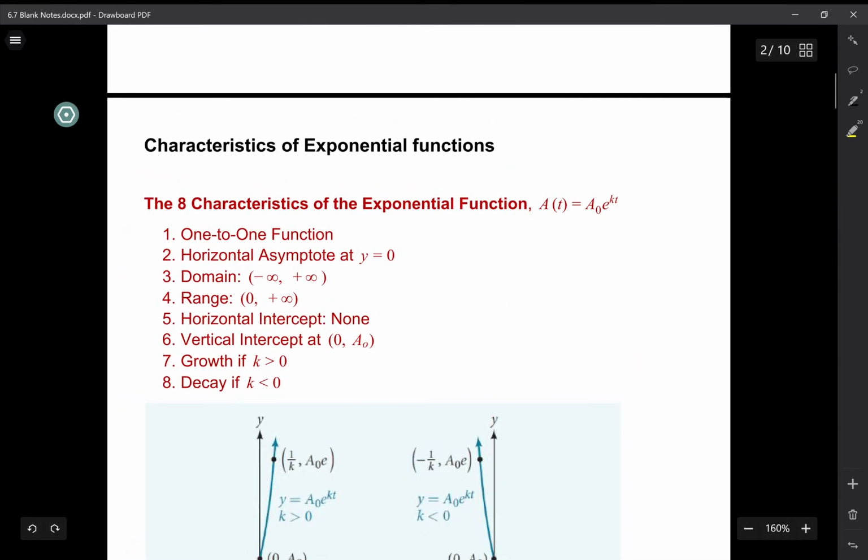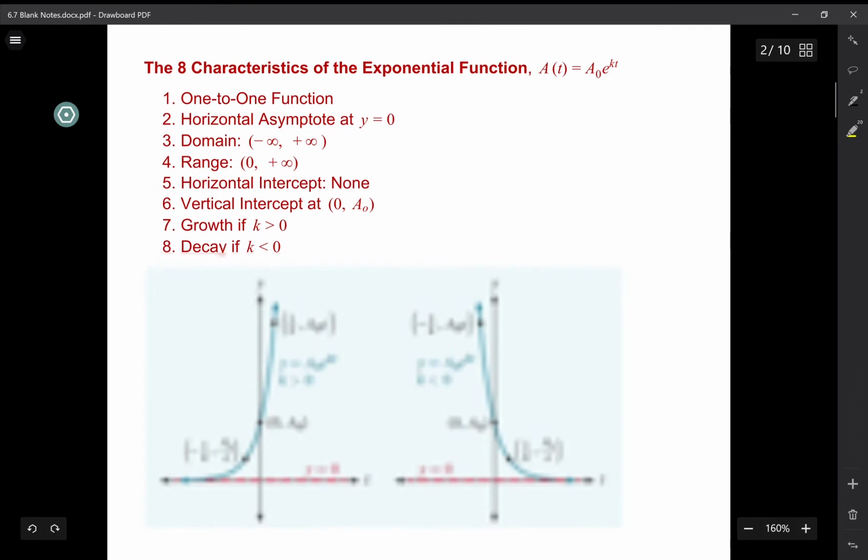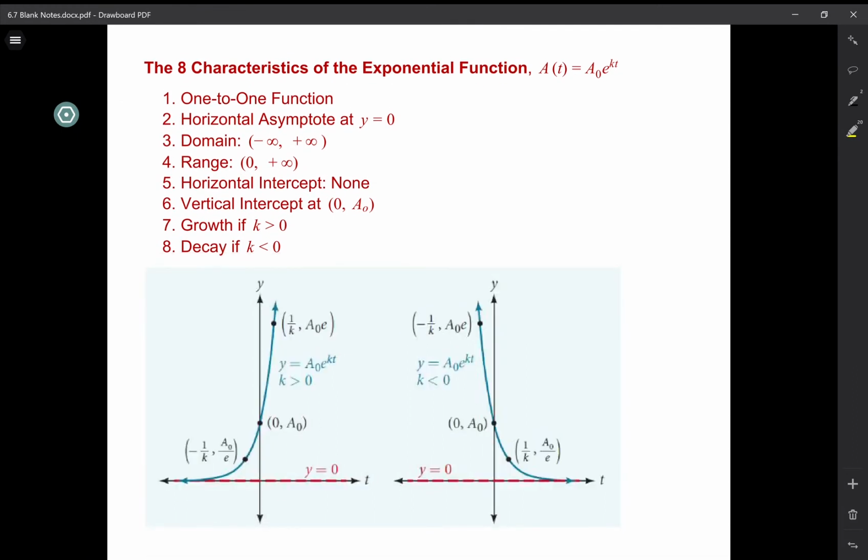All right, let's talk about exponential functions, just to remind ourselves where we came from. There are 8 characteristics of the exponential function A of t equals a sub 0 e to the kt, which we're going to use to model exponential growth and decay. First of all, it is a one-to-one function, so it passes the horizontal line test. It has a horizontal asymptote at y equals 0. The domain is all real numbers. The range is from 0 to infinity. There are no horizontal intercepts, and the vertical intercept will happen at (0, a sub 0).